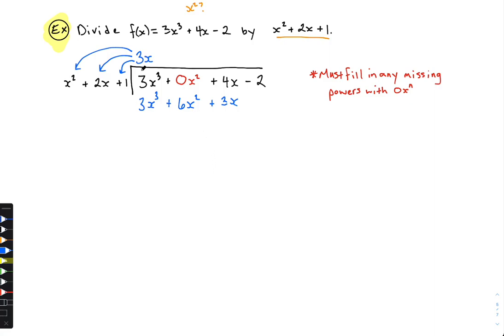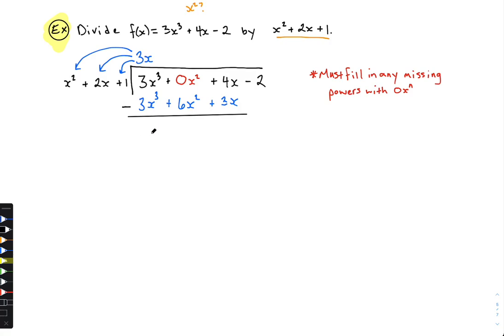All right, so what I've done is essentially I already know that 3x times this number gets me here. And the question is, what's left over? What do I still need? And so what I actually do is I subtract this from our original polynomial, and I see what's left over.